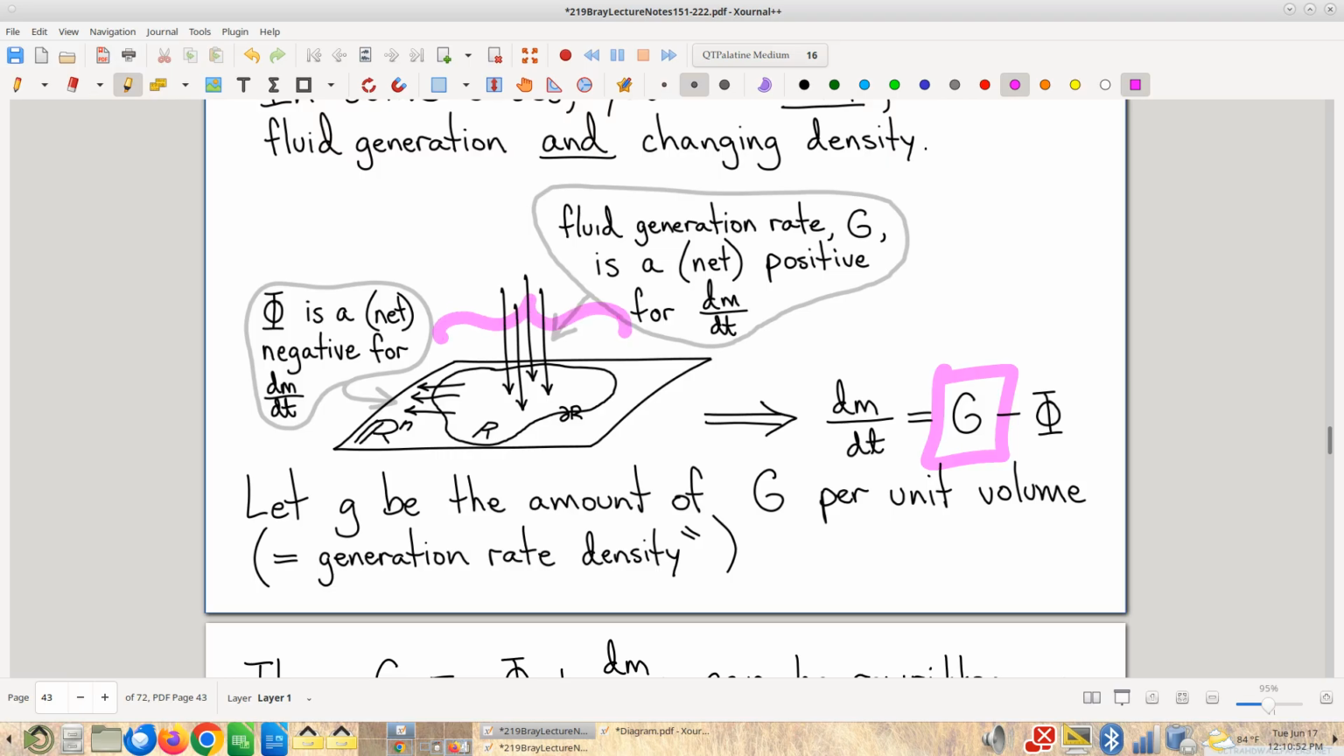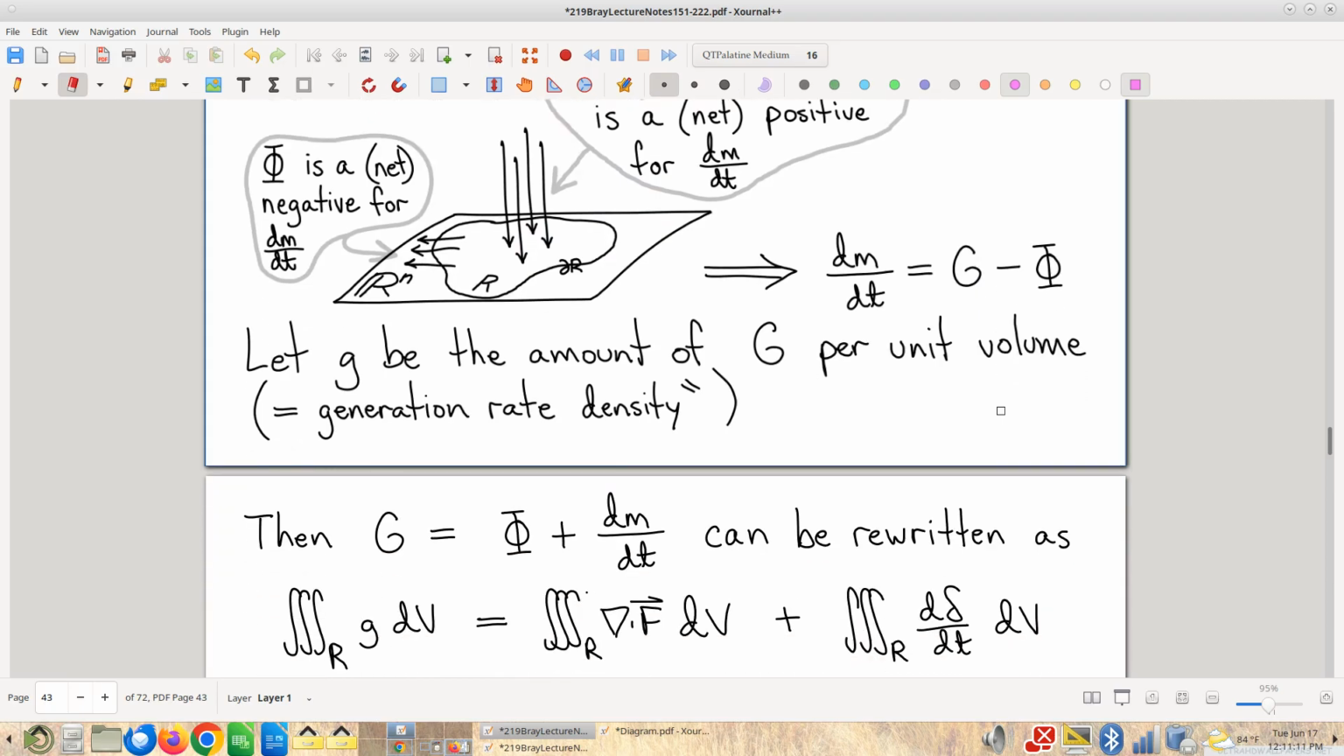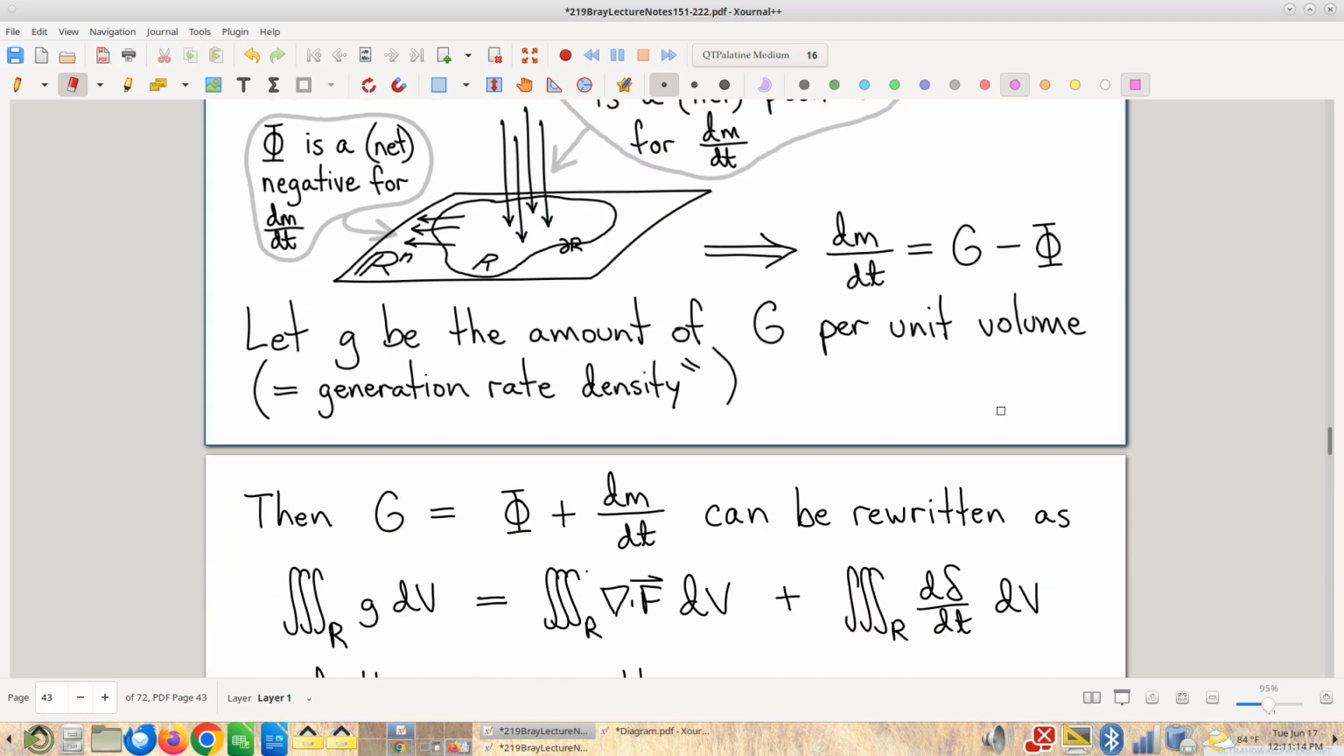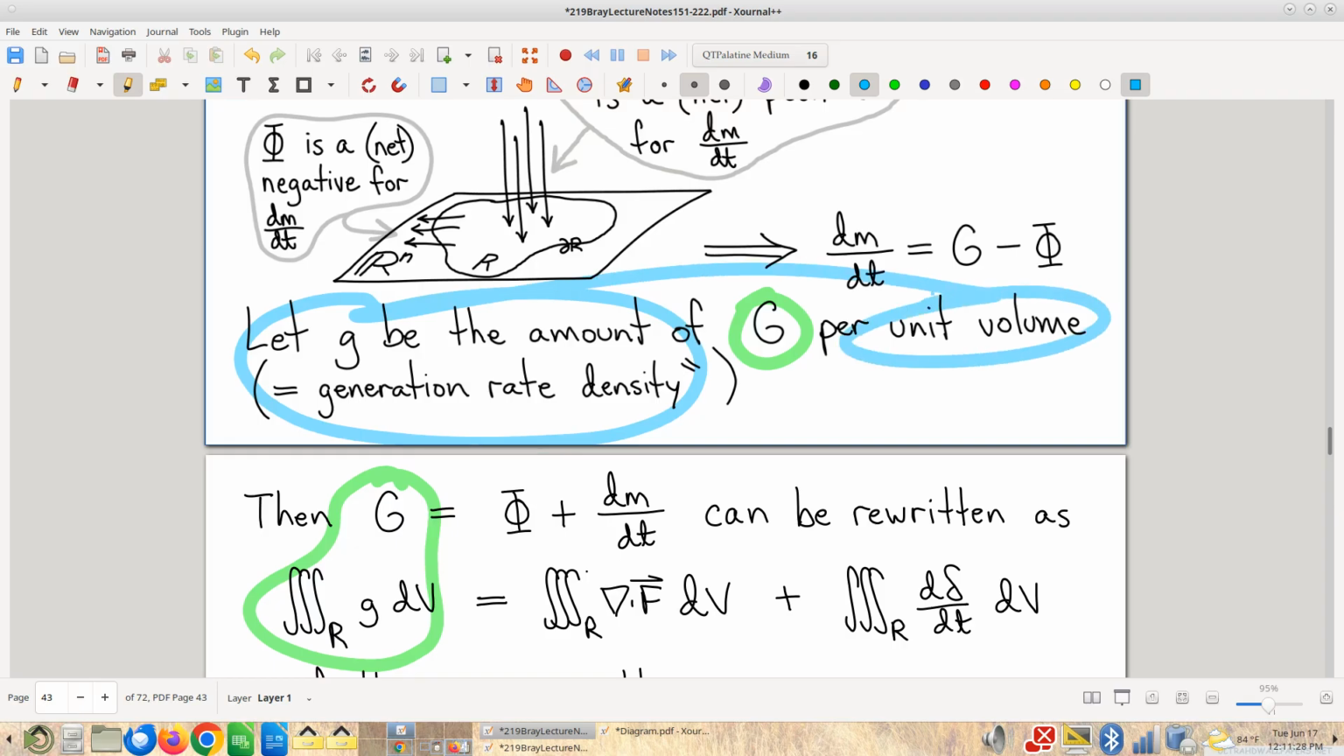altogether, the grand total amount that fluid is being introduced, we can also talk about where it's being introduced. And so, for example, sometimes it's raining over here, but it's not raining over there. Right? And altogether, this G, the grand total amount of fluid, is an integral of a density. It's a little bit weird to talk about, but this is an integral of generation per unit volume, which I'm going to call generation rate density.